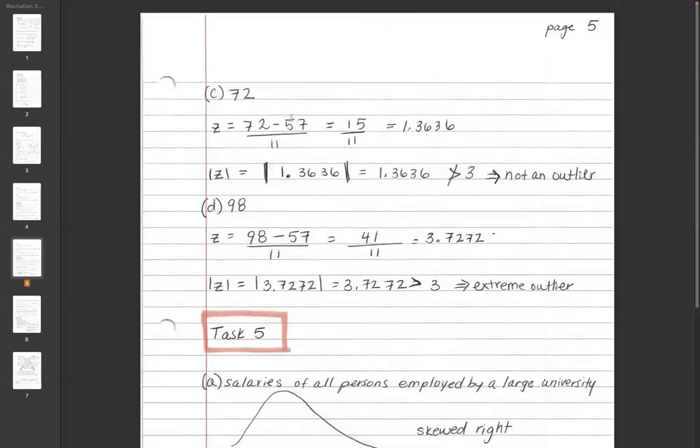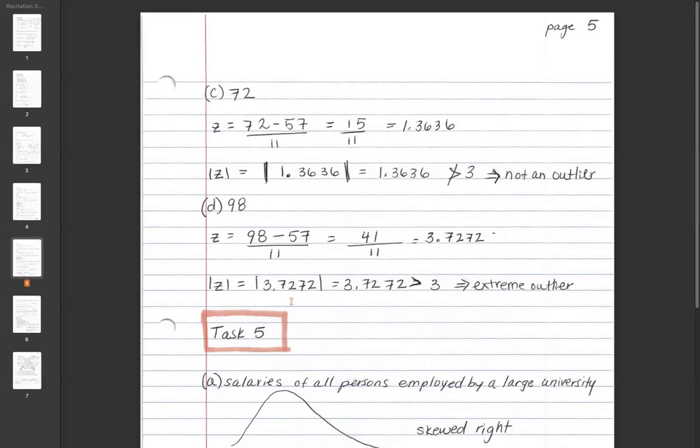Next is 72. So 72 minus the mean, which is 57, divided by 11, we get 1.3636. And the absolute value of that is not greater than 3. So we do not have an outlier. And then the z-score for 98, we're going to subtract the mean, which is 57, divide that by 11, and we get 3.7272 repeating, and that absolute value is positive, and that is greater than 3. And so we have an extreme outlier.